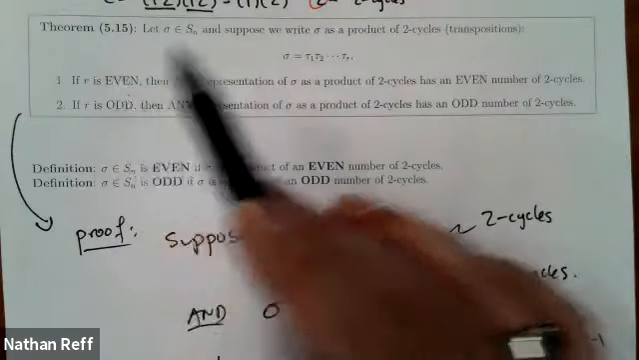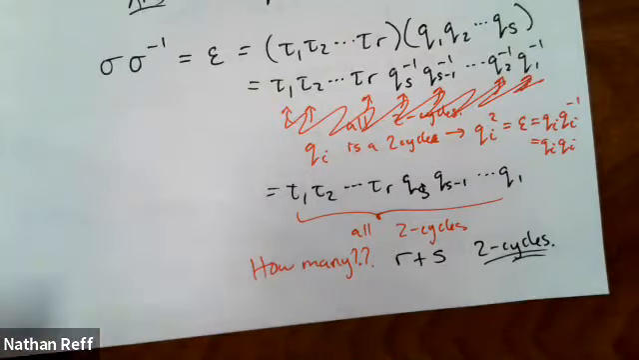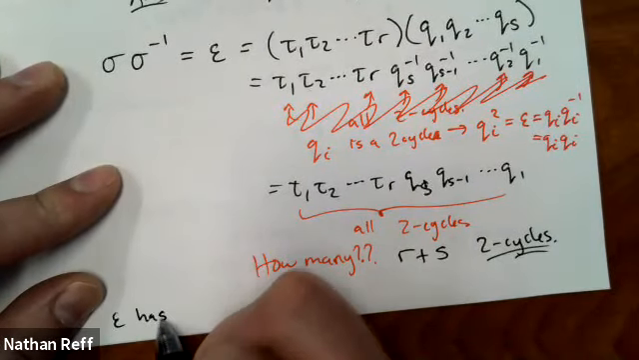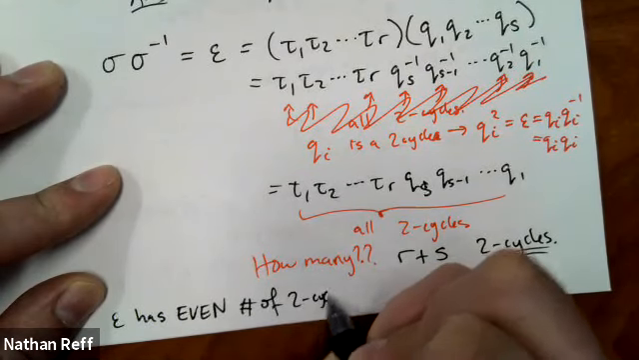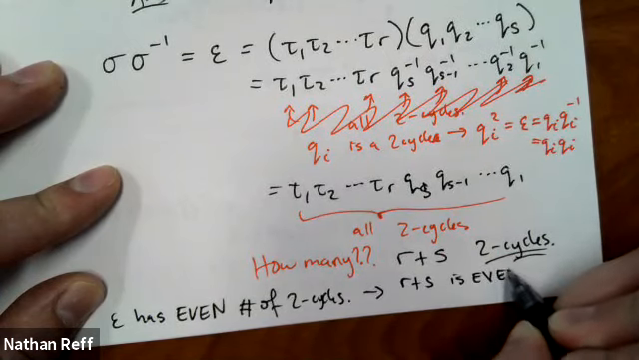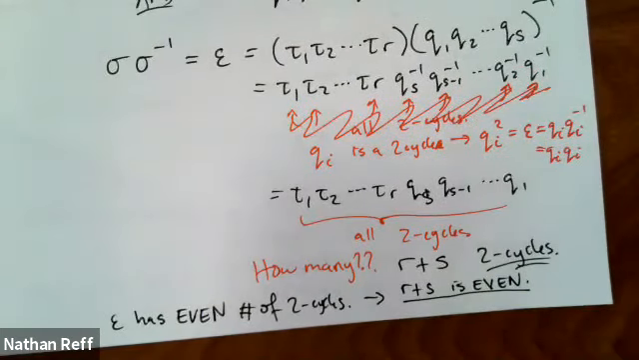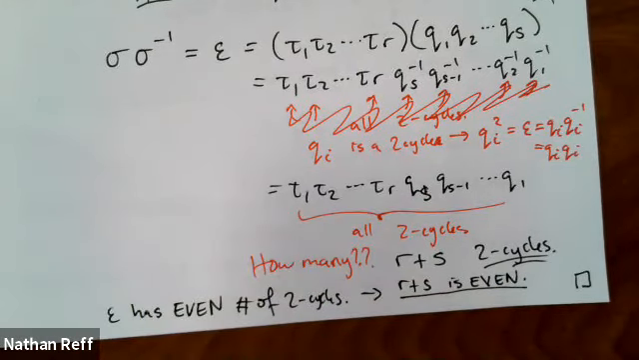So now, do you see, if r is even, since this has to be even, the identity has to have an even number of two cycles, so r plus s is even. And that proves it for you, because if one is even, the other one has to be even for the sum to be even. If one is odd, the other one has to be odd for the sum to be even. Does that make sense? And that's pretty much it. Okay, we're out of time.